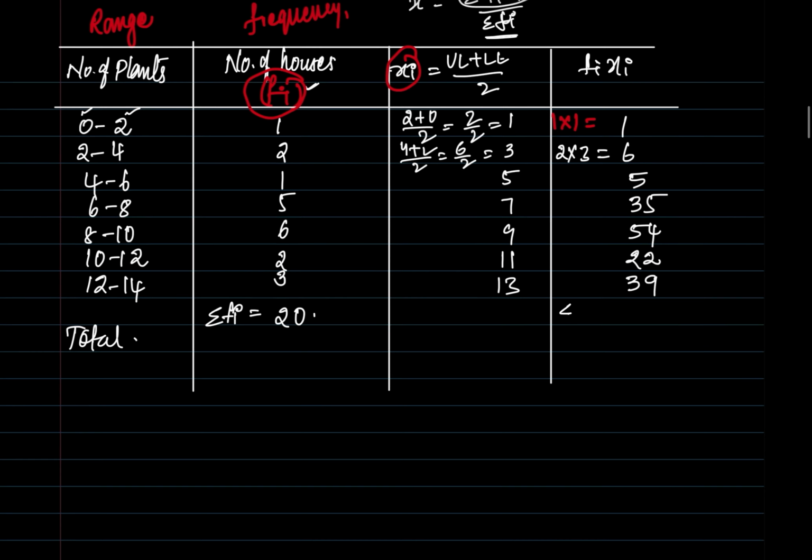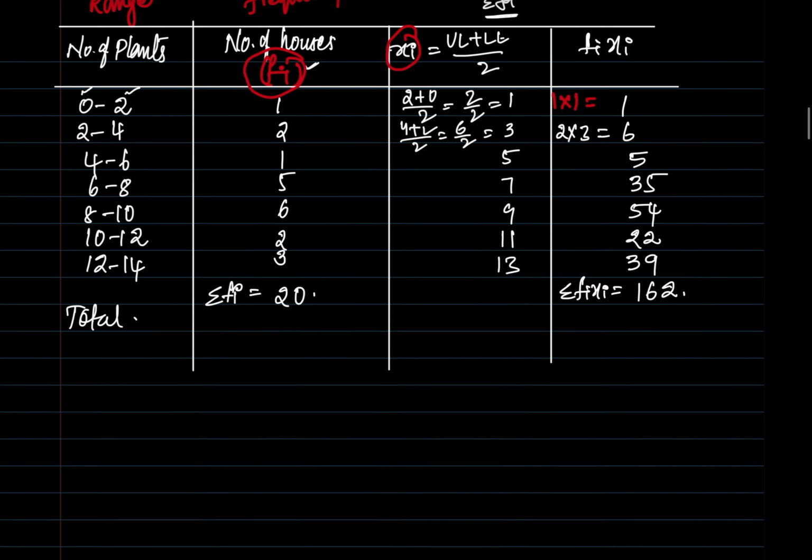Now finally what you have to do for sigma fi xi, adding of all the terms. So after adding all these terms we'll get 162.